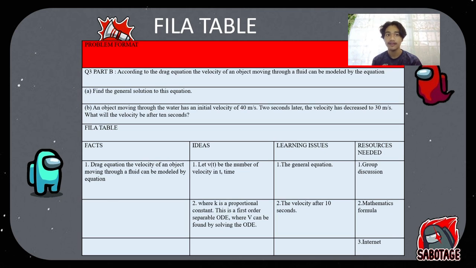And the second one is ideas. First, let v(t) be the velocity at time t. Second, where k is a proportional constant, this is a first order separable ODE, where v can be found by solving the ODE. And the third one is learning issues. The first learning issue is the general equation, and the second learning issue is the velocity after 10 seconds. Okay, the resources needed, we got 3. The first one is group discussion, the second one is mathematical formula, and the third one is internet.